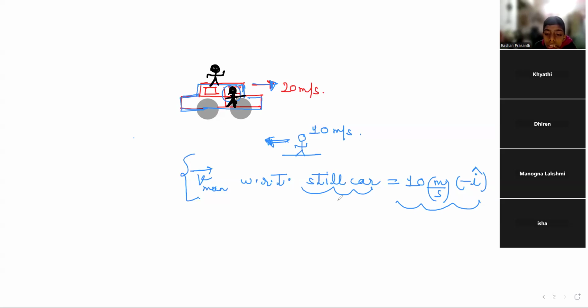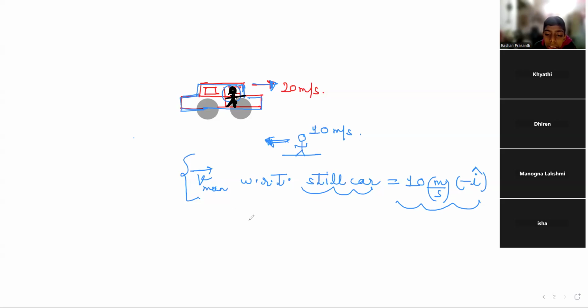तो कार रेस्ट पे है या नहीं तुम्हारे रिस्पेक्ट? Yes sir. है ना? तो car is now, with respect to you, car is still. That's what we mean by still car. So velocity of man with respect to still car is 10 meters per second minus i cap.